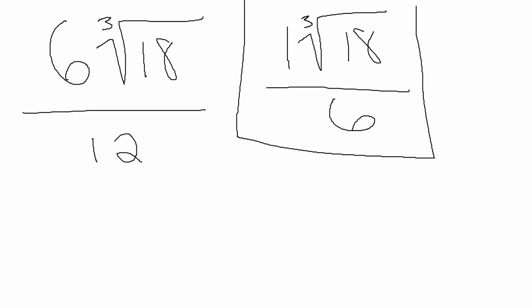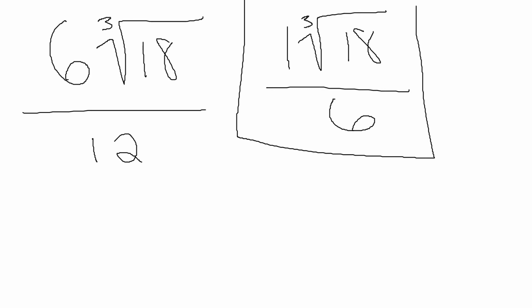Step 1, multiply by the radical. If it's a square root, we need 2 of them total. If it's a cubed root, we need 3 of them total. And then whatever you do to the bottom, do to the top. So step 1, multiply by the radical to eliminate it. Step 2, simplify your radical, find your pairs. Step 3, simplify the fraction.